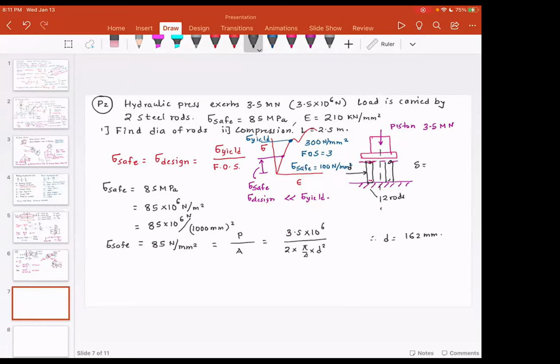Now, how do we find the compression? For that, remember the equation delta is equal to PL divided by AE, where P is the load. That load is 3.5 multiplied by 10 to the power 6 divided by the area, which is 2 times pi by 4 times 162 square. This gives me the stress in each rod. That is super important, because to find the deformation of each rod, I need to use the equation E is equal to stress divided by strain. This is for a single rod.